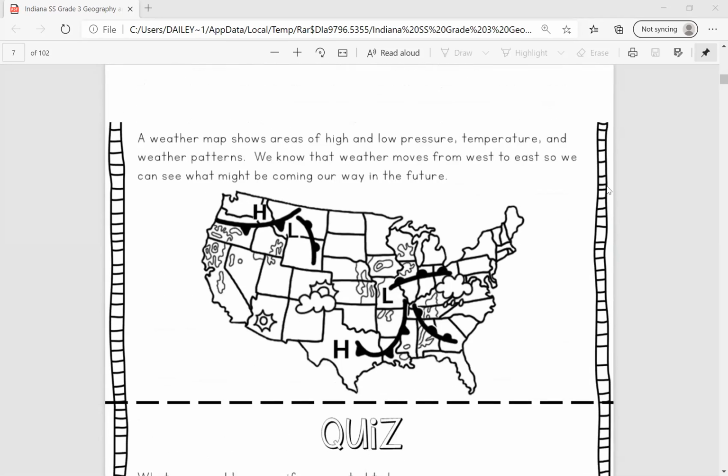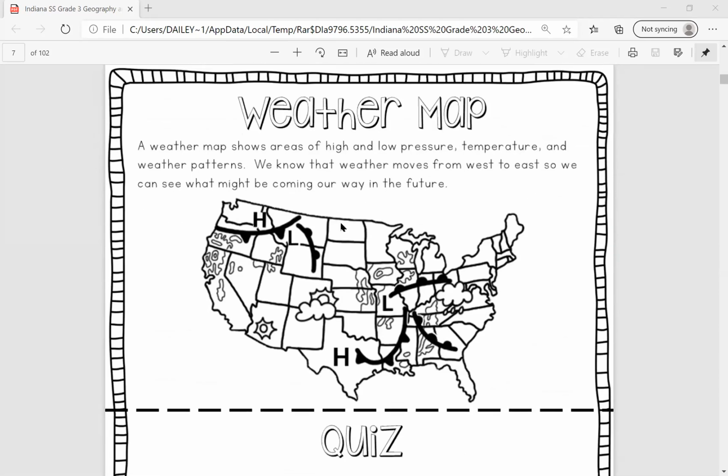And finally, we have a weather map. A weather map shows us areas of high and low pressure, temperature, and weather patterns. We know that weather moves from west to east, so we can see what might be coming our way in the future. That also is a reason that we have similar weather patterns in Indiana and where we live. So a weather map shows us the high and low pressures and how that moves.